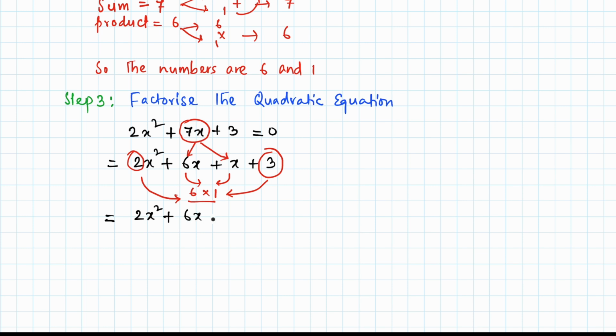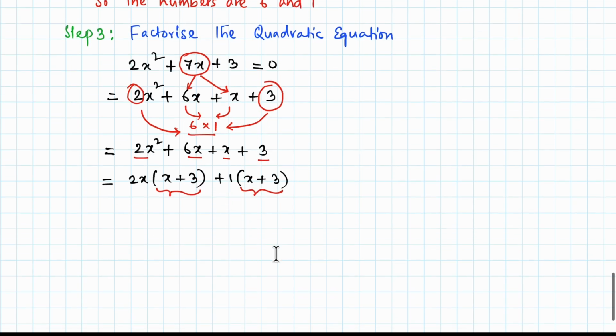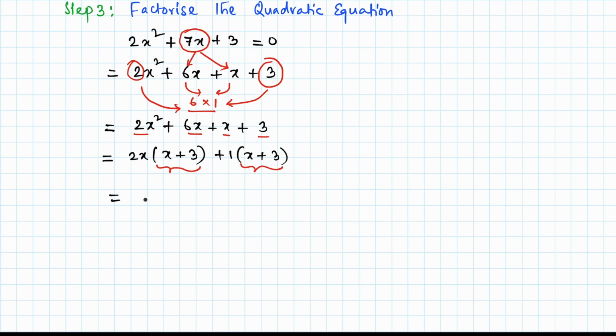So now we are factorizing it, taking 2x common, x plus 3, and 1 common, x plus 3. So this x plus 3 is common for both. If we take this x plus 3 out as a common, we get 2x plus 1 times x plus 3. So we got two factors for the given quadratic equation.